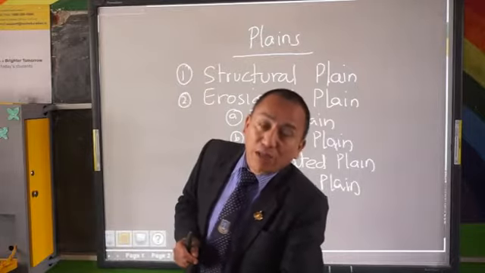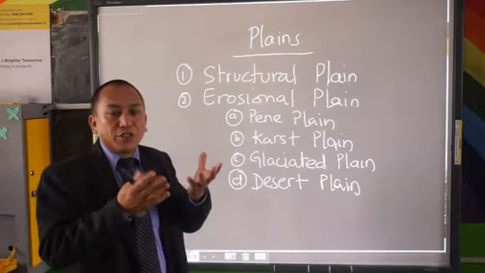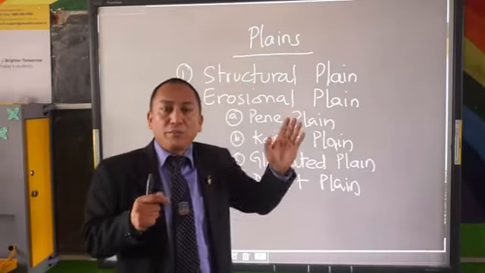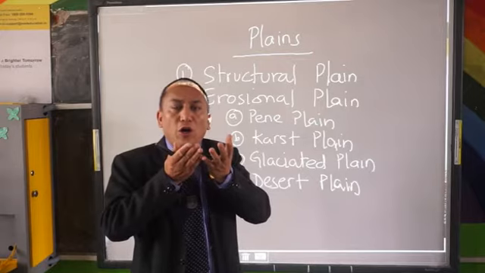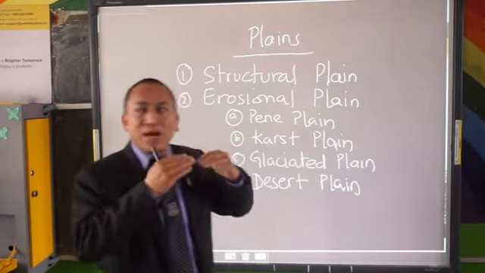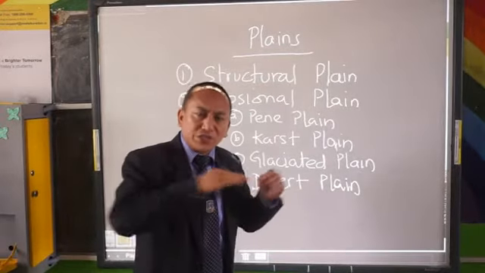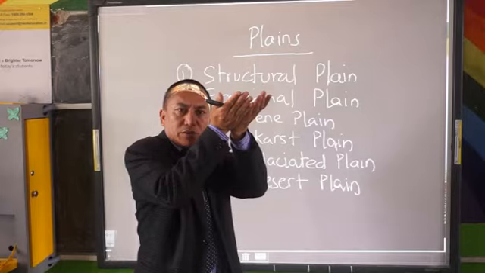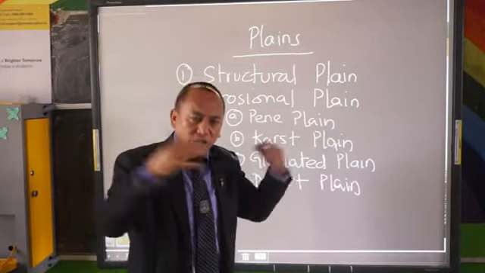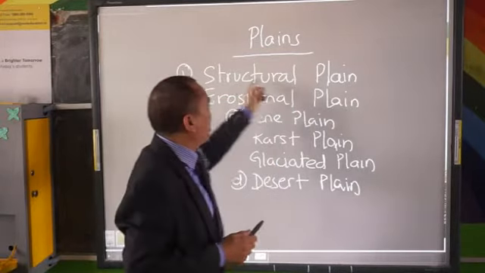A structural plain is a plain which is formed because of the upliftment of the continental shelf due to the internal force, whereby a flat land is created, called a structural plain. That means a structural plain is formed when the continents are lifted up because of the internal force, tectonic pressure. What happens? The lands are pushed up, the continents are pushed up, forming a structural plain.